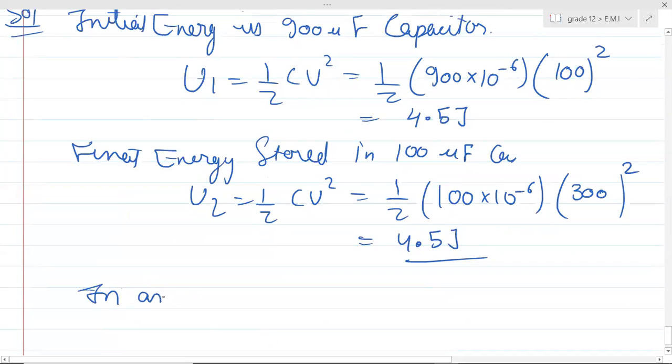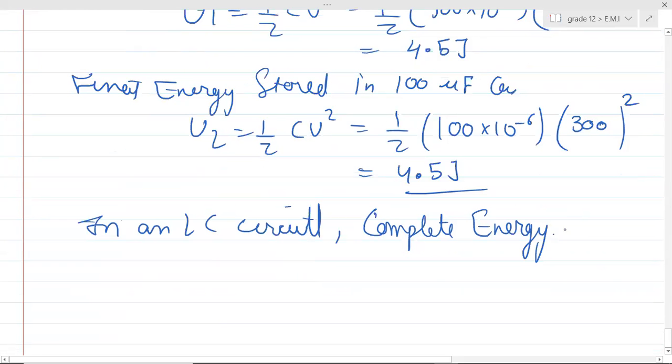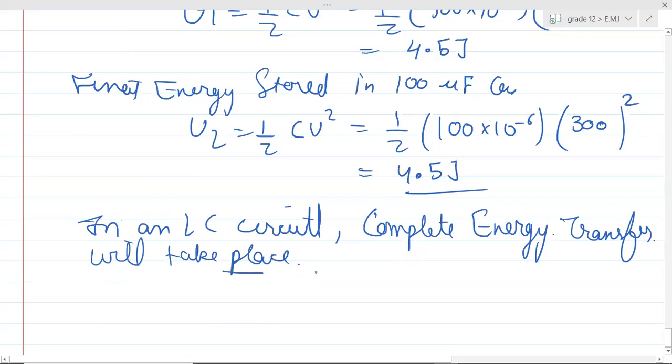So basically, you can write over here in an LC circuit, the complete energy transfer takes place. Complete energy transfer will take place. This was a question which was asked in JEE Advanced. So basically, you need to analyze. इतना difficult था क्या? Was it this difficult?